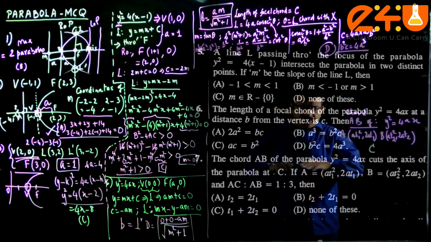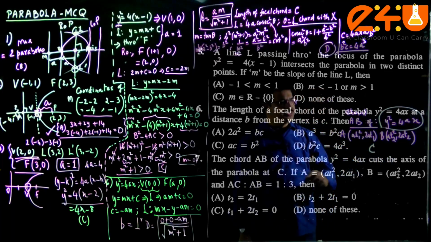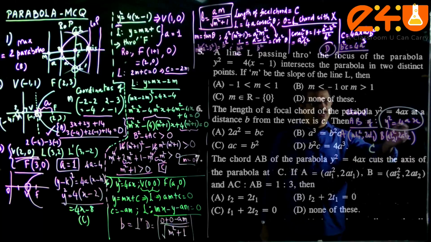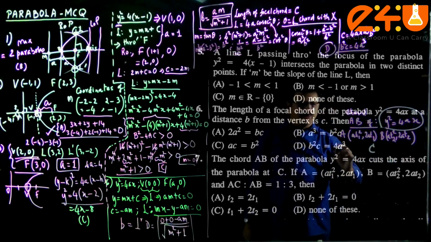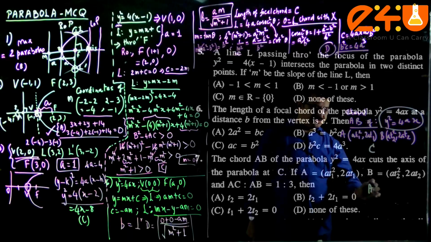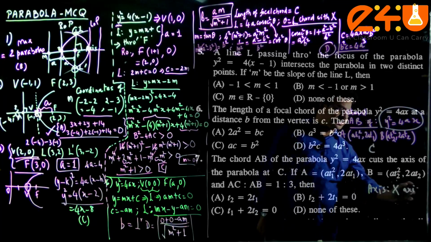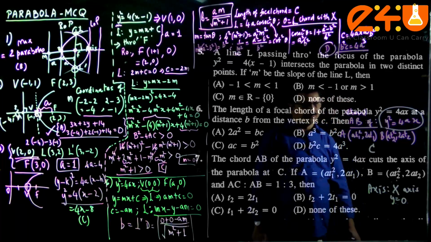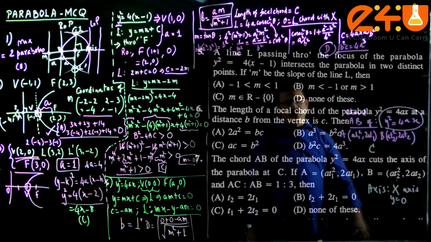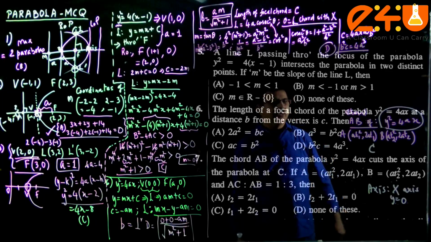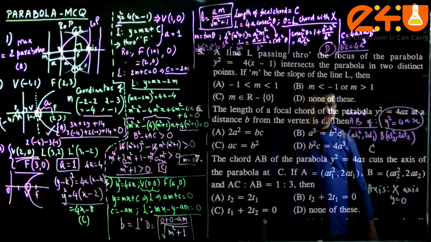The point C lies on the axis, and I hope all students can immediately tell me what is the axis of the parabola y squared equal to 4ax. So we know very much what is the axis. The axis is same as the x-axis, which means y equal to 0. So discover the y coordinate. The y coordinate is supposed to be 0. So that will give you the answer from the options A, B, C, D.